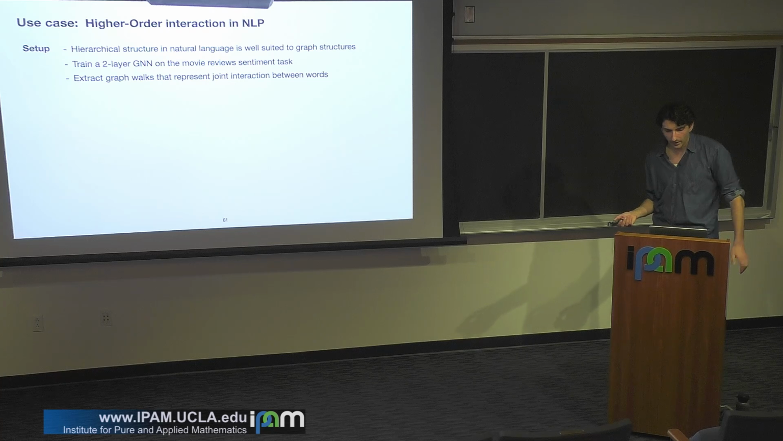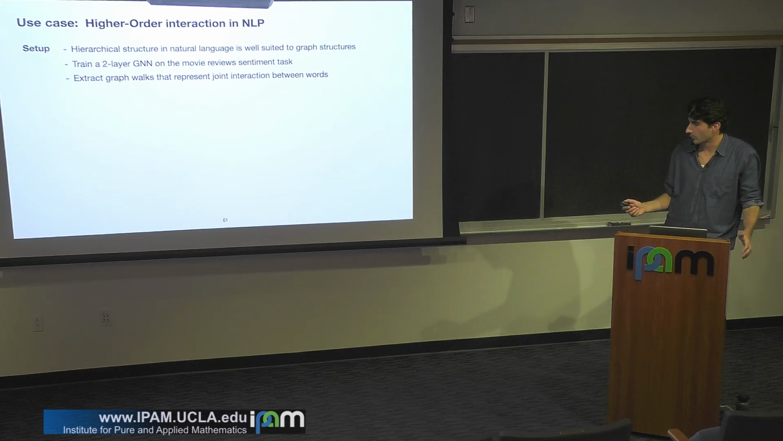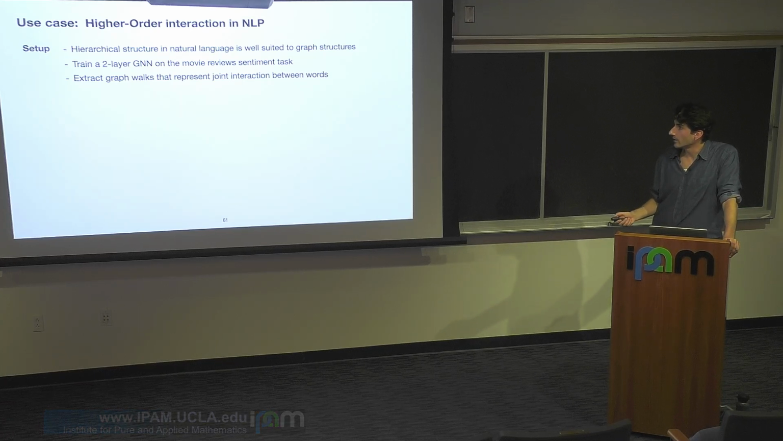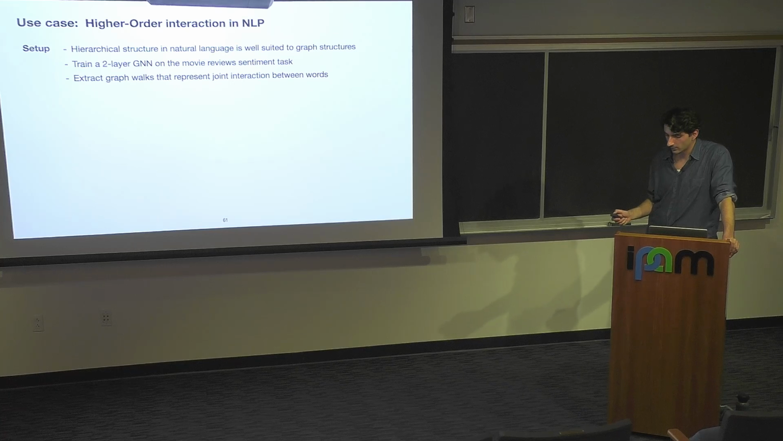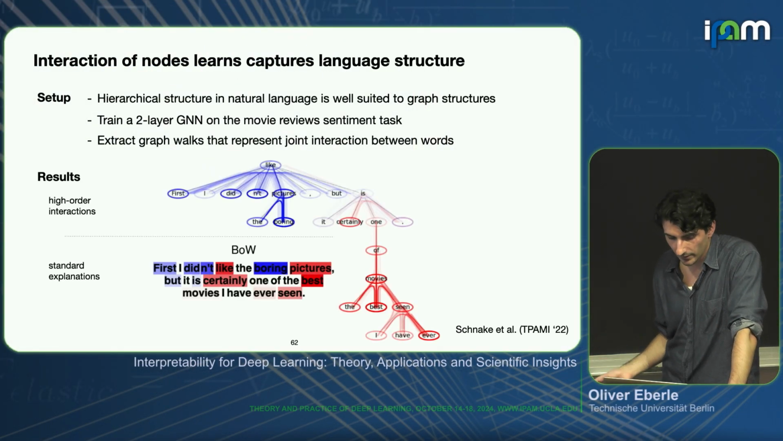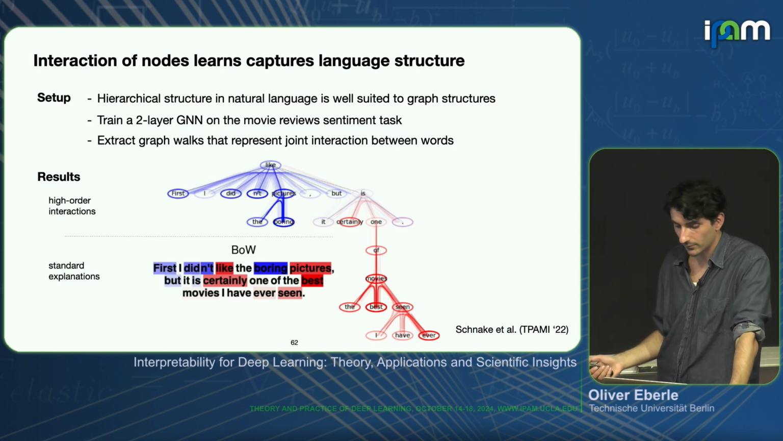So yeah, you can also analyze NLP settings for this. You get these types of graph structures, these semantic trees that you can analyze. We did this for movie reviews. So you have a sentence like, "First, I didn't like the boring pictures, but it is certainly one of the best movies I have ever seen."